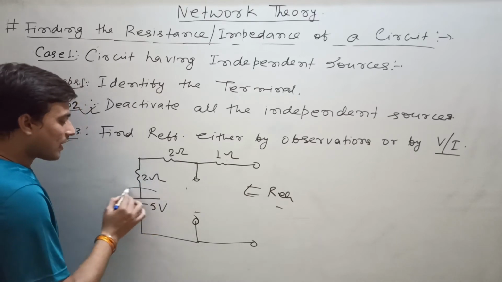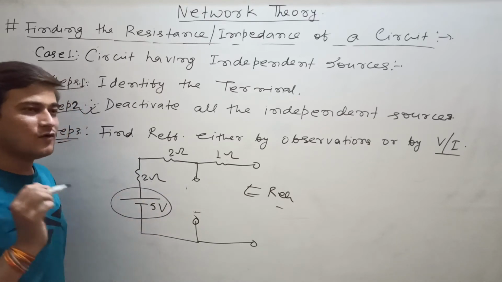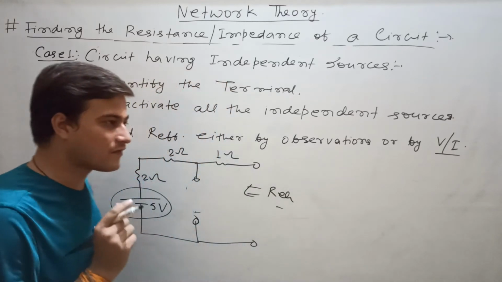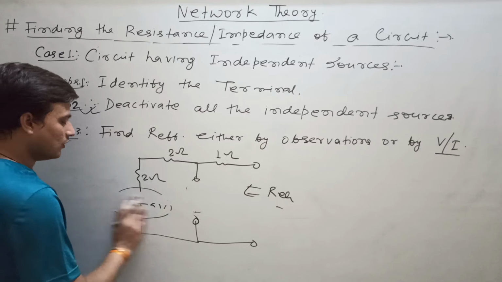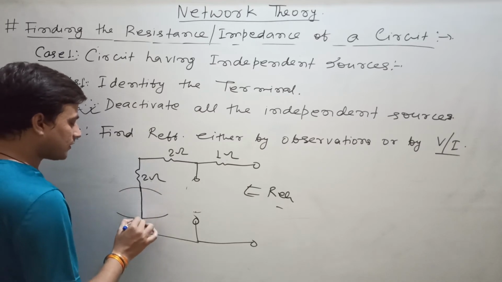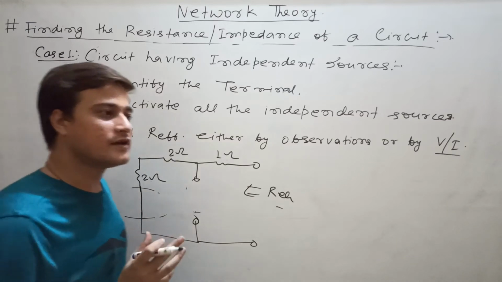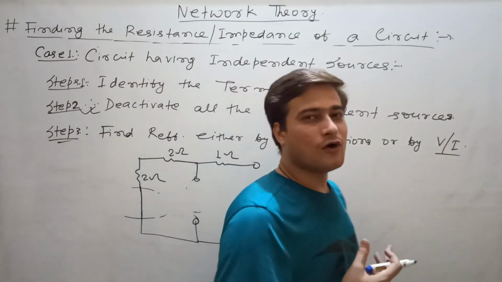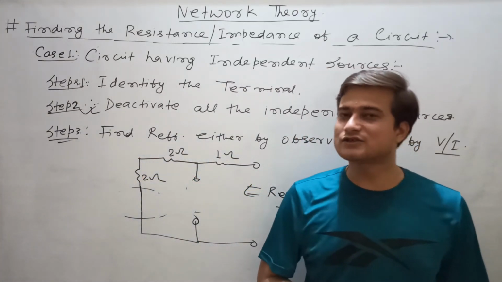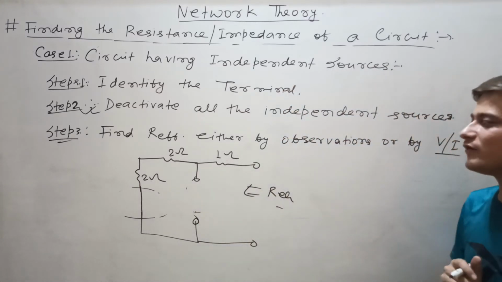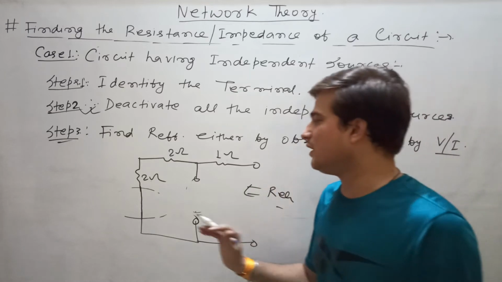Similarly here, you are having an ideal voltage source. What is the resistance of ideal voltage source? The resistance of ideal voltage source is 0. That's why we short circuit the ideal voltage source. Because if somebody is asking you in interview that why do you open the current source and why do you short the voltage source in finding equivalent resistance, your answer will be this one.